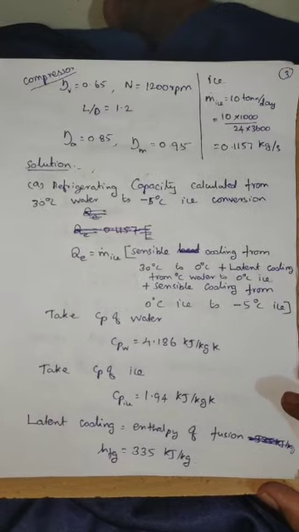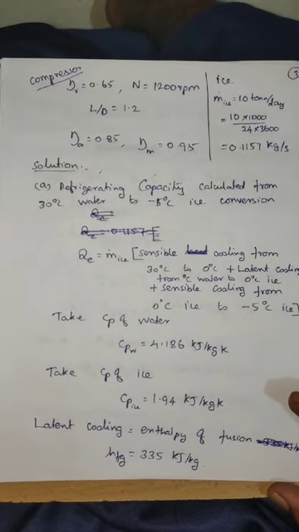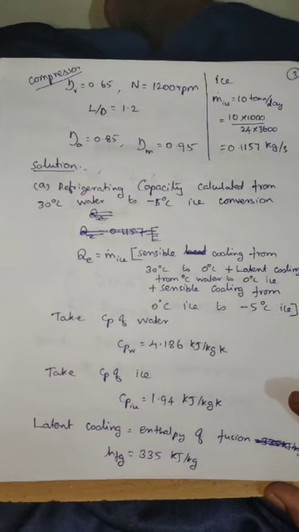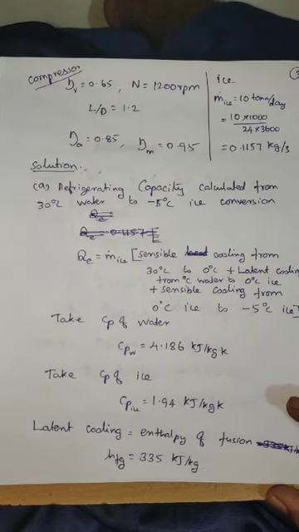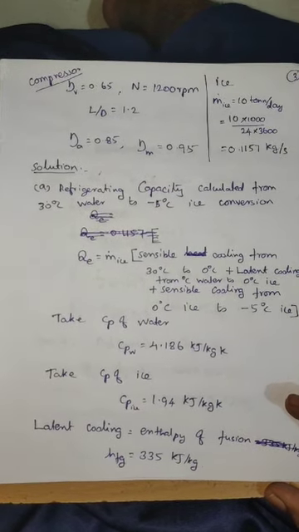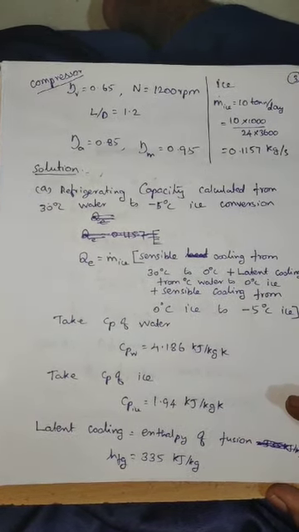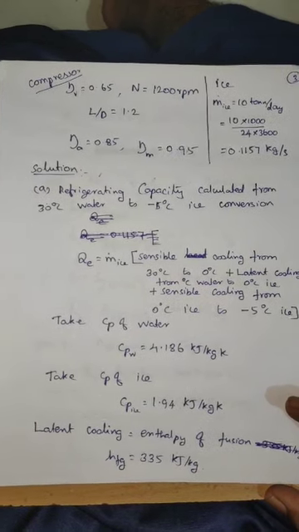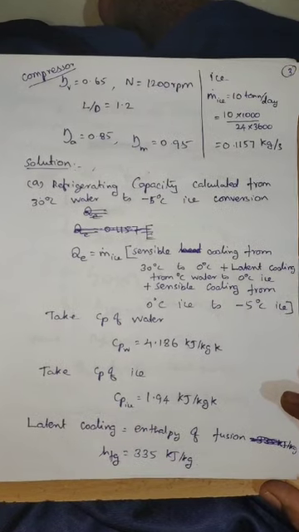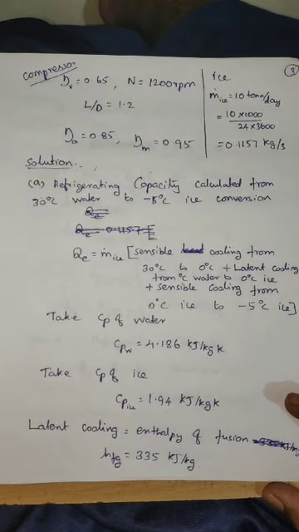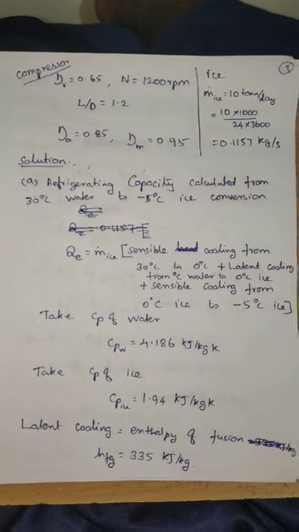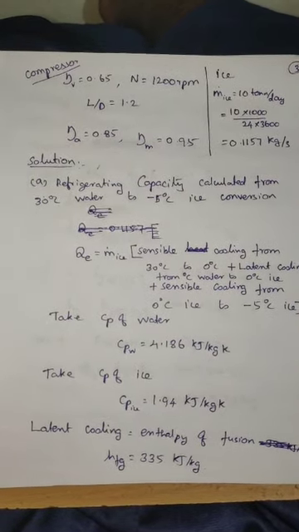Then the details for the compressor. The volumetric efficiency is 0.65, speed 1200 rpm, and the ratio between stroke and diameter or bore is 1.2, the adiabatic efficiency is 0.85 and the mechanical efficiency is 0.95. Then the ice plant capacity is 10 tons per day, which is equal to 0.115 kg per second, from 30 degrees Celsius water to minus 5 degrees Celsius ice.